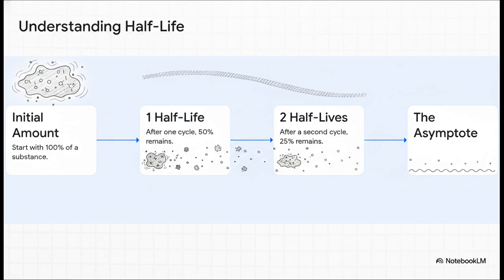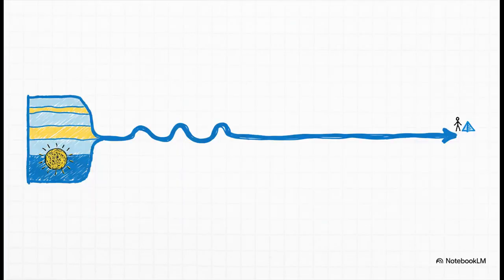It just keeps getting smaller and smaller, getting infinitely close to zero, but never actually reaching it. This curve is a mathematical law of our universe. And to put this into perspective, think about uranium-238. Its half-life is 4.5 billion years. That means that over the entire course of recorded human history, its danger has barely diminished at all. For you and me, that danger is permanent.